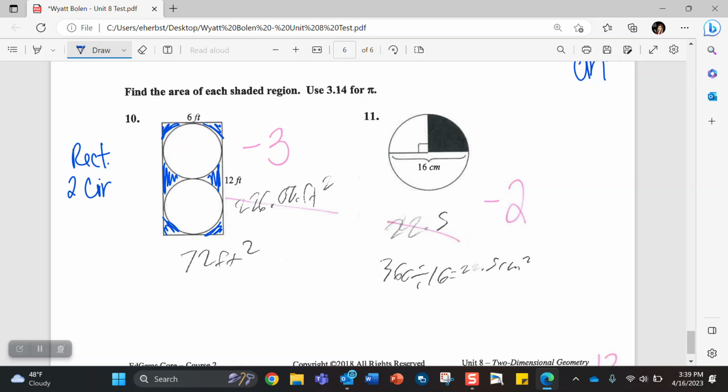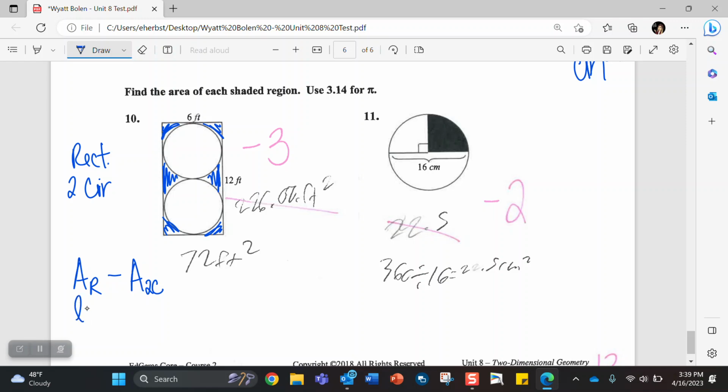The shaded portion would be calculating the area of the rectangle, but then subtracting out the area of both circles, so the 2 circles. What's kind of nice here is the circles are the same size, so we only have to calculate the area of 1 circle, and then we can just double it. So he does have the formula for the area of the rectangle. They did get a point for that. They got a point for showing area of the circles and doubling it. Then they got a point for subtracting the 2 numbers.